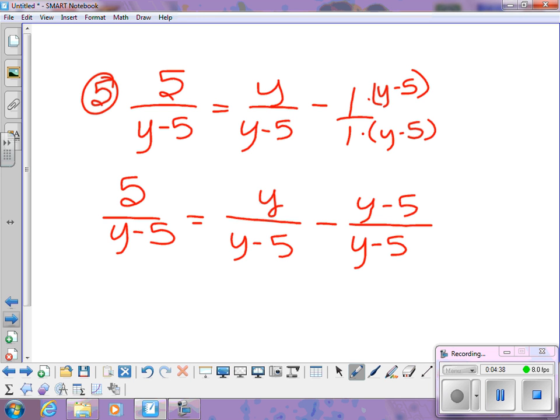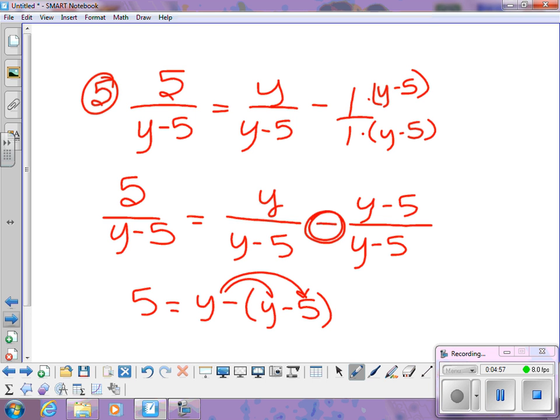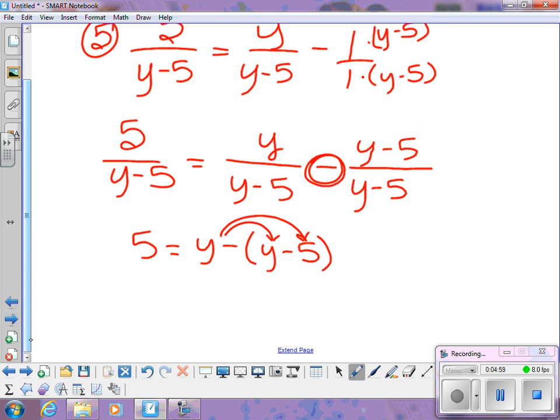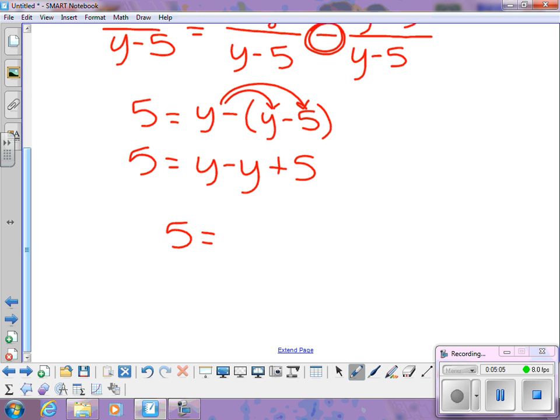Okay, you get 5 equals y minus. Now, when you have something behind a minus sign and it's a binomial, what should you do? Put in parentheses. Because you have to distribute the negative, right? So I get 5 equals y minus y plus 5. y minus y is 0. Does 5 equal 5?